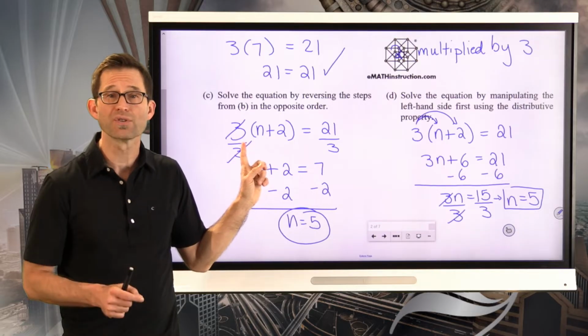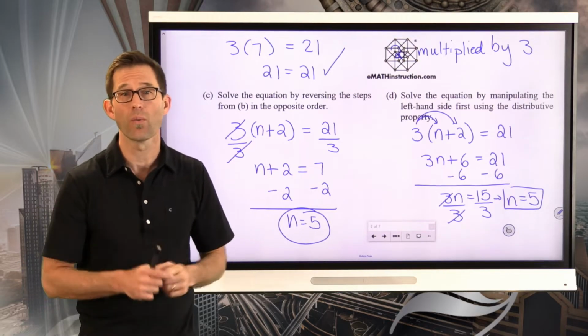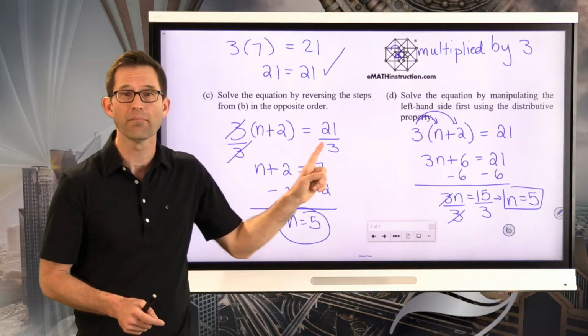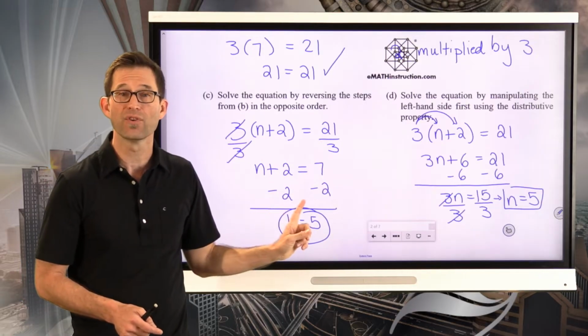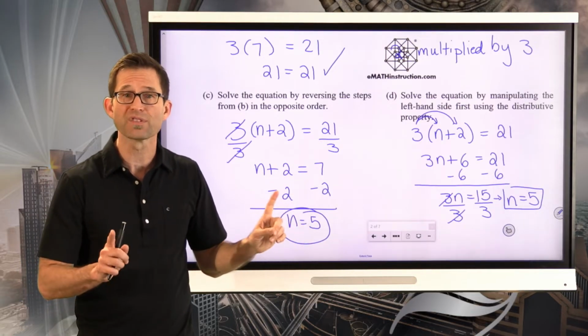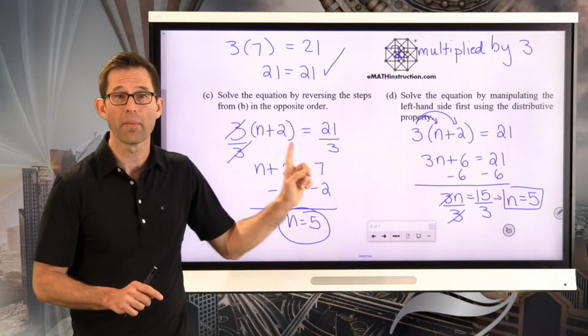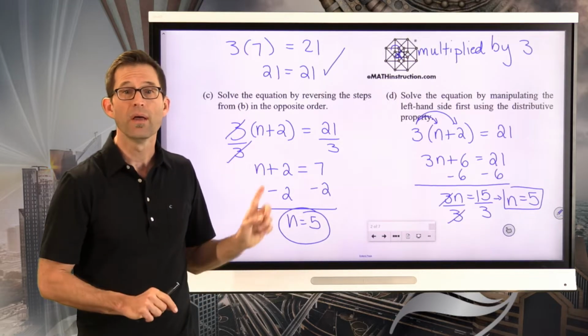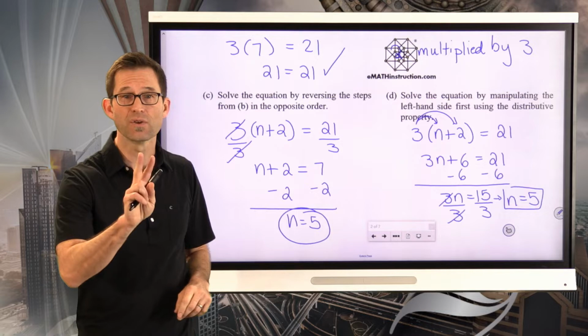So that structure suggests that maybe the most efficient way of solving this is to first divide by 3 and then subtract the 2. And if you think about it, think about the number of steps this approach took. We divided by 3, that's 1 step. Then we subtracted 2, that's 2 steps.